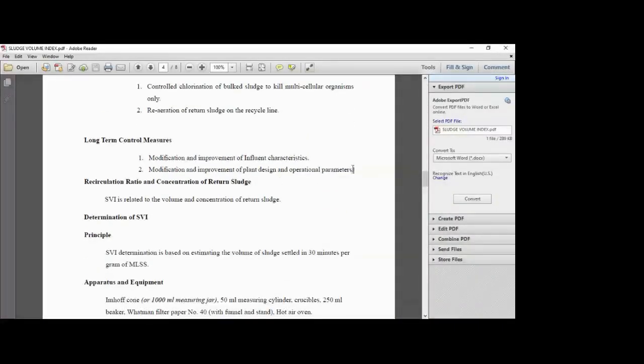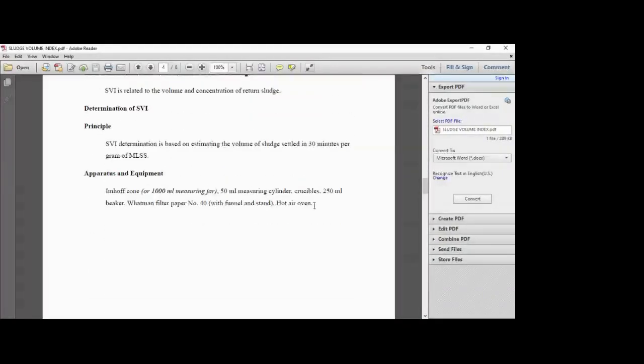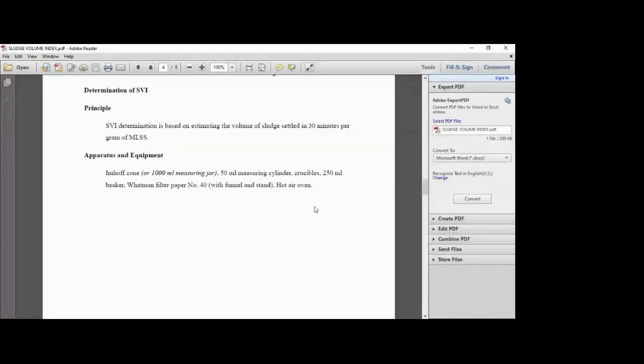Long-term control measures particularly involve some modification and improvement in the influent characteristics, and modification and improvement of the design and operational parameters. So how is this SVI to be determined? It is a very simple and easy to understand step. SVI determination is based on estimating the volume of the sludge settled in 30 minutes per gram of MLSS.